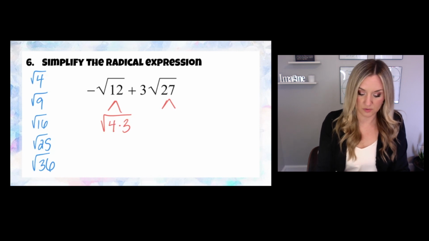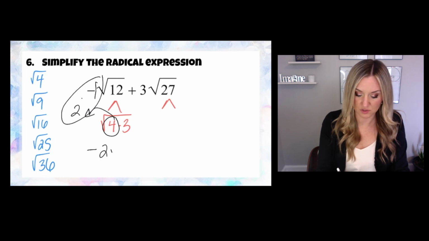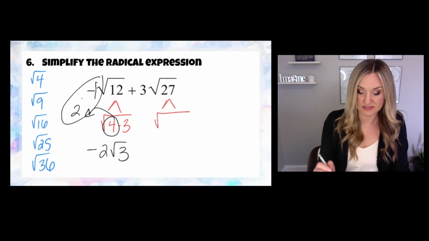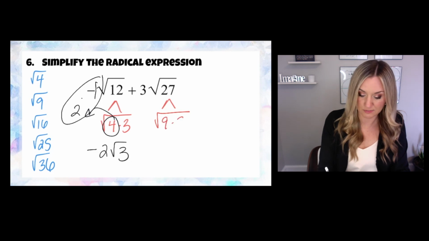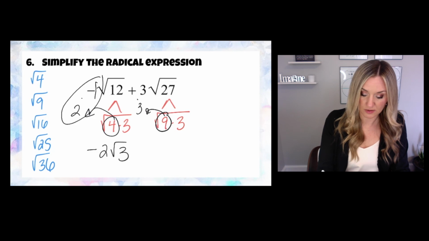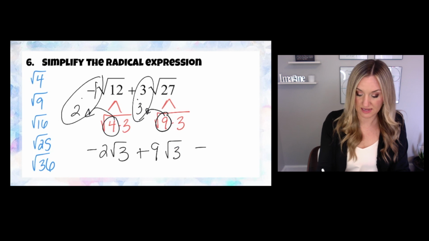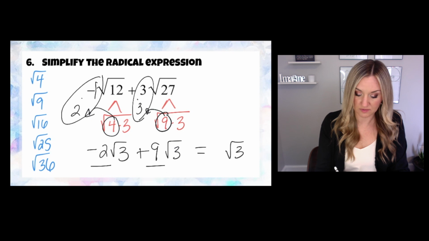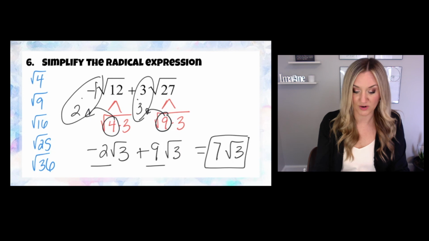All right, so the square root of 4 is 2. There's like a negative 1 there, so 2 times negative 1 is negative 2 root 3. And then let's go ahead and break down 27. 27 is 9 times 3. And so we have the square root of 9 is 3. 3 times 3 is 9. Square root's 3. And they're both the square root of 3, so I can add them together. And I have a negative 2 plus 9. That's going to give us a positive 7, and we are done.